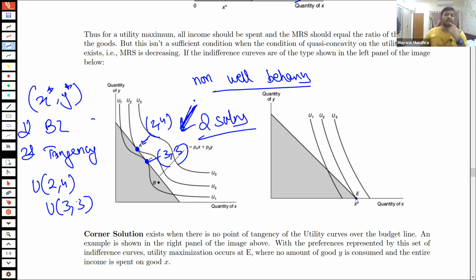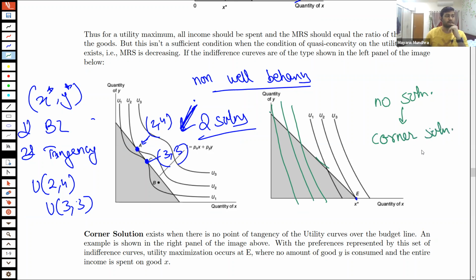Now this is another case. In this case, what you will get is no solution. The idea is that there is no point. All your indifference curves look like this, and the budget line looks like this. So the budget line is never tangent to the indifference curves. If this is the situation, then you have the corner solution case. Then the ideal solution is going to be the corner solution.